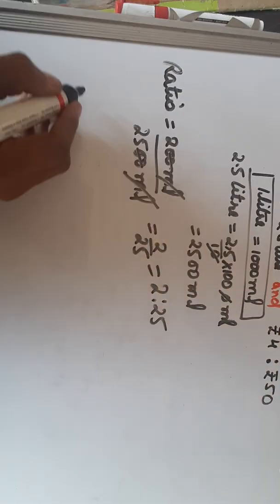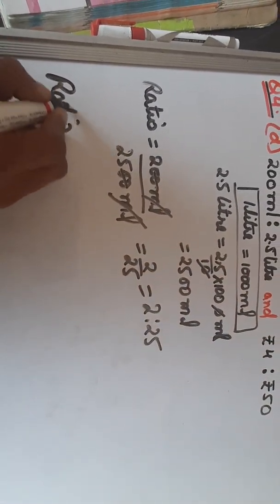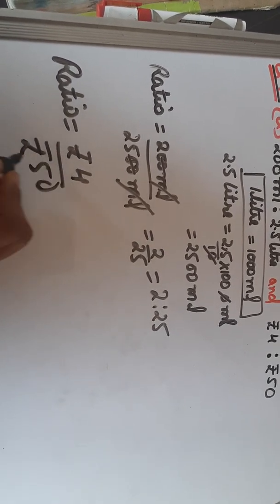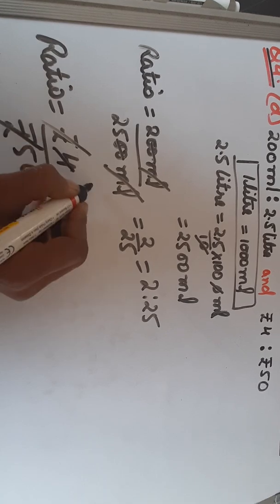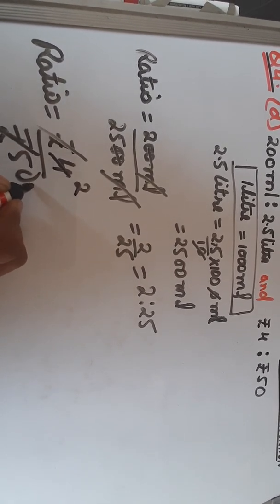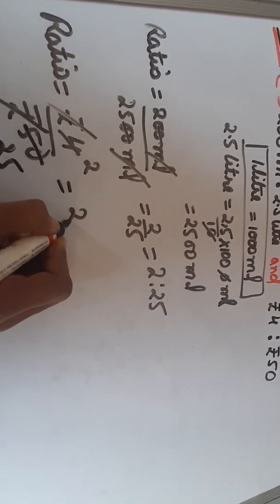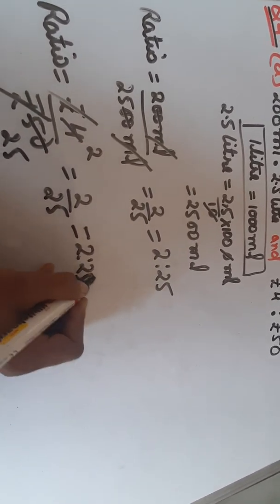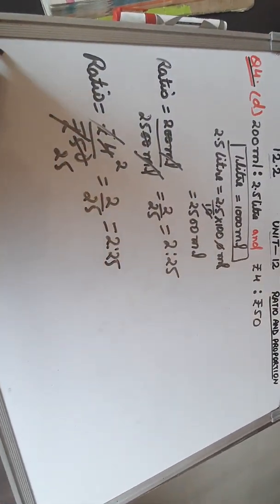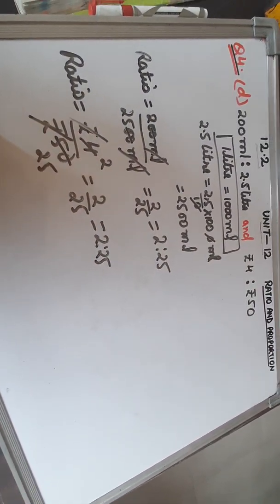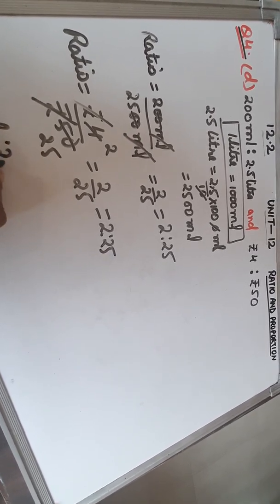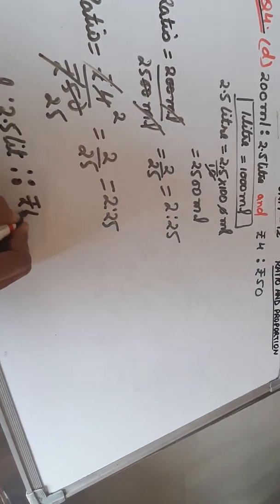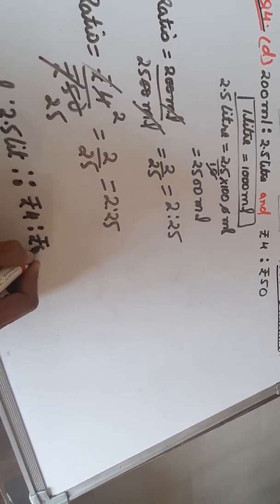Now let us check for this. Second ratio is rupees 4 divided by rupees 50. Both the units are same, rupees, get cancelled out. 2 twos are 4, 2 twenty-fives are 50. So again the ratio is 2 by 25, that is 2 is to 25. Yes, they are in proportion. So we will write yes, 200 milliliter is to 2.5 liter is in proportion to rupees 4 is to rupees 50.